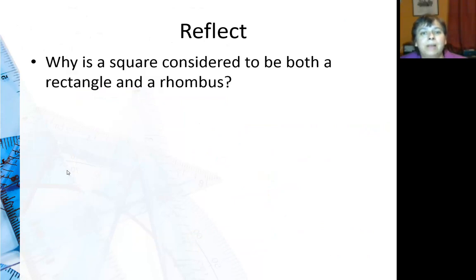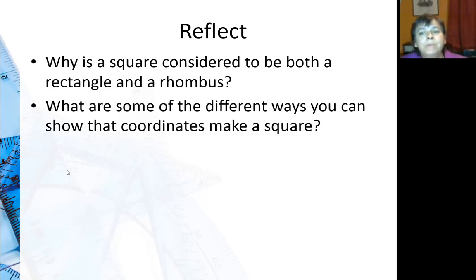So for further reflection, why is a square considered to be both a rectangle and a rhombus? And what are some of the different ways you can show that coordinates make a square? The way I did it is I just decided to use the two diagonals because that's kind of what we're focusing on in this lesson. I could have also looked at the lengths of each of the sides and made sure they were all the same and made sure they were all perpendicular.